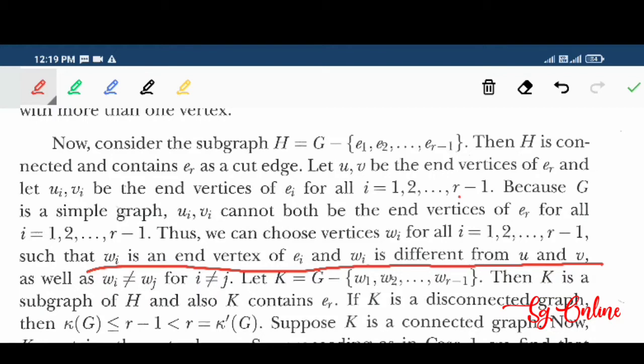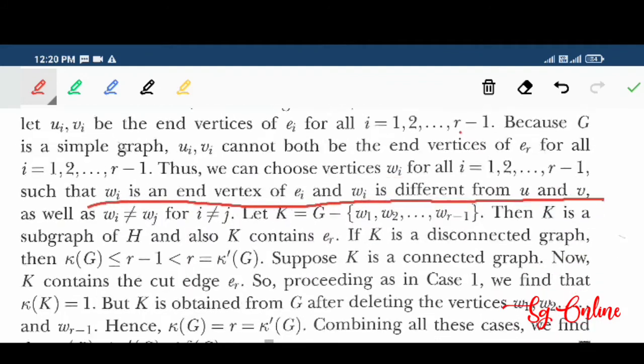But in the process of vertex deletion, not only Ei is deleted; there are other edges incident to Wi, and those edges are also deleted. And therefore, the graph may be connected, may be disconnected. So if the graph K is disconnected, then kappa G is less than or equal to R minus 1, because kappa G is the least number of vertices, the deletion of which makes the graph disconnected. We have already deleted R minus 1 vertices.